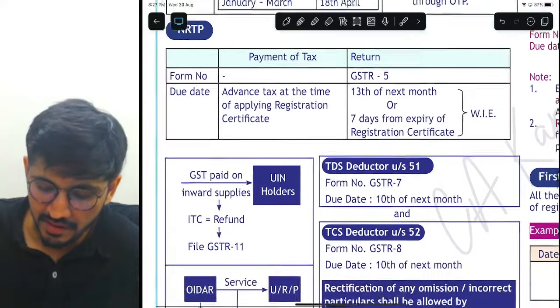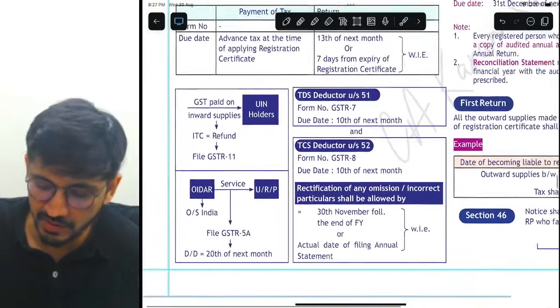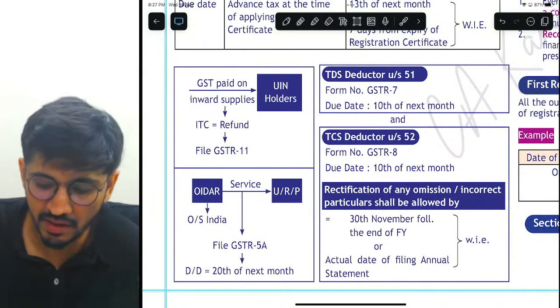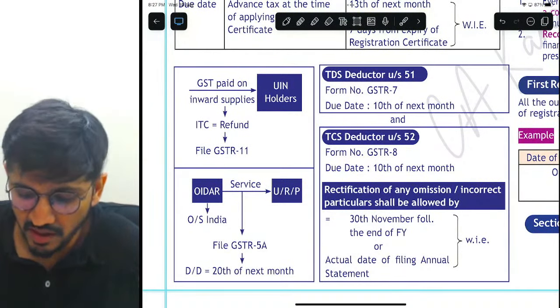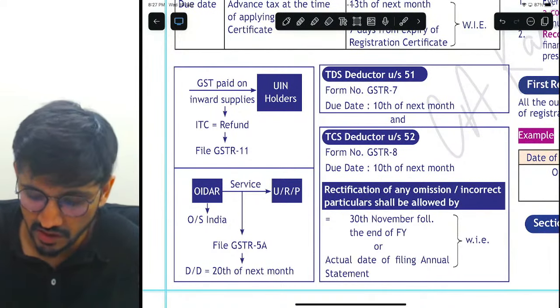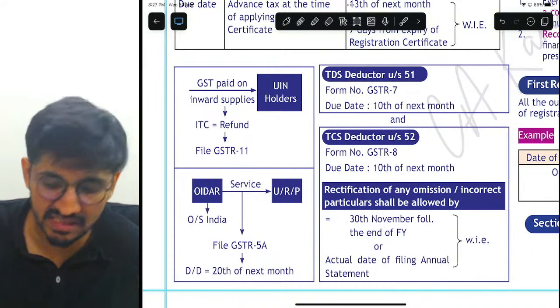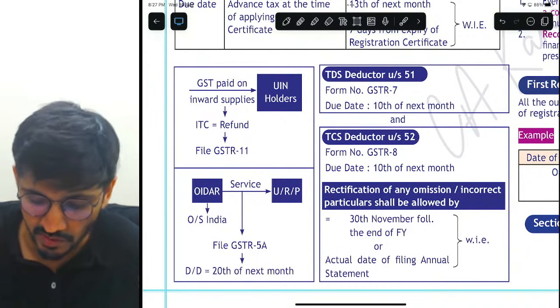Done. Next is, my dear friends, the TDS deductor under section 51. Form number is GSTR 7. Due date is 10th of the next month. TCS deductor under section 52. Form number is GSTR 8. Due date is 10th of the next month.